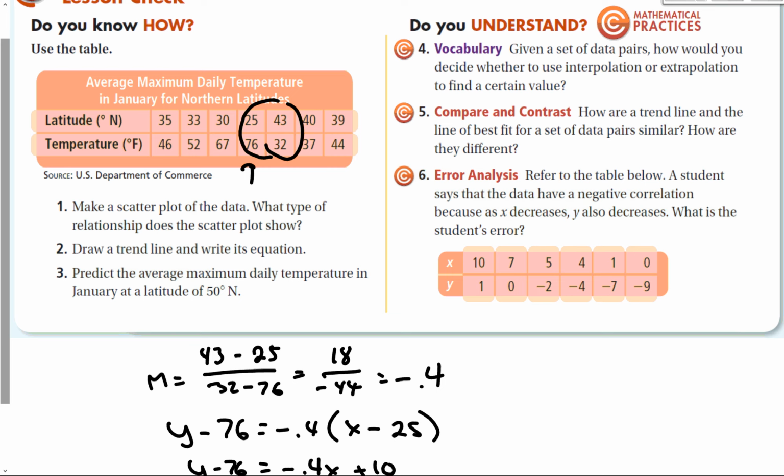Refer to the data table below. A student says that data has a negative correlation because as x decreases, y also decreases. Well, if x is decreasing and y is decreasing, if you think about your graph, if x is going this way, y is going this way, your data is going to look like that, which means it's going to have a positive slope, so a positive correlation. All right, and that was 5-7, scatter plots and trend lines.